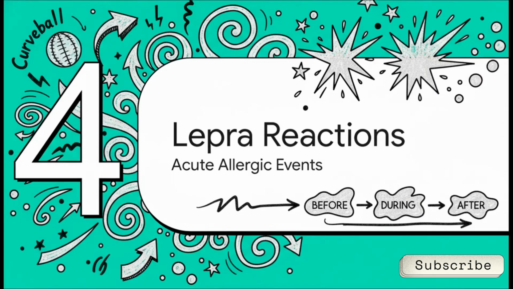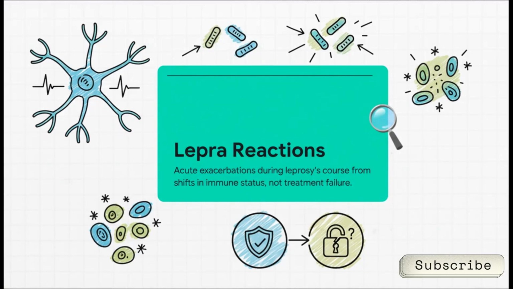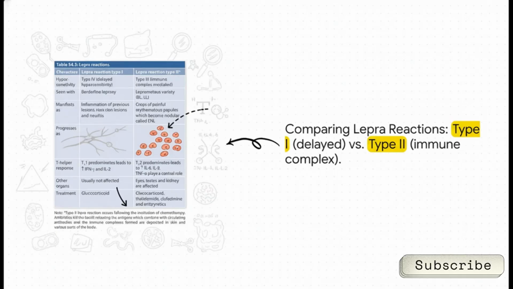All right, and finally, let's cover the curveball in managing leprosy. These are the acute inflammatory episodes known as Lepra reactions. And they can be tricky because they can happen before, during, or even after treatment is completed. Okay, the single most important thing to understand here is that these are immune-mediated events. I'll say it again, they are not a relapse or a sign that the treatment is failing. What's happening is a sudden, dramatic shift in the patient's immune response, and these reactions are divided into 2 main types. And this table breaks it down perfectly.